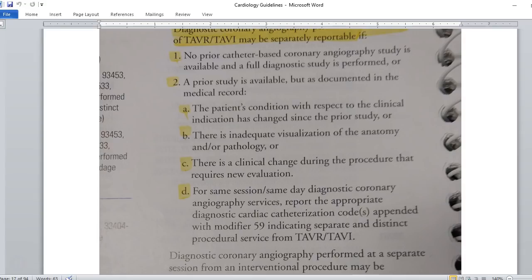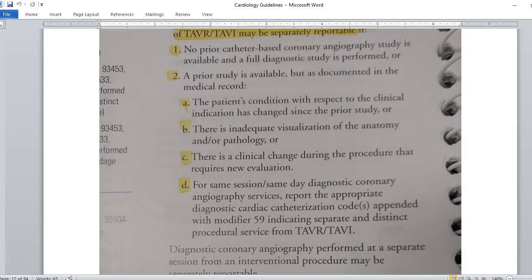Okay? So again, it's telling us basically we can do this if the patient's never had the study before, or if the previous study shows something different from what they're seeing now. If they couldn't see the previous study, again, maybe it was 15, 20 years ago, and the film isn't that great. Or there's a change during the procedure where they see something and they go, we need to investigate that more.